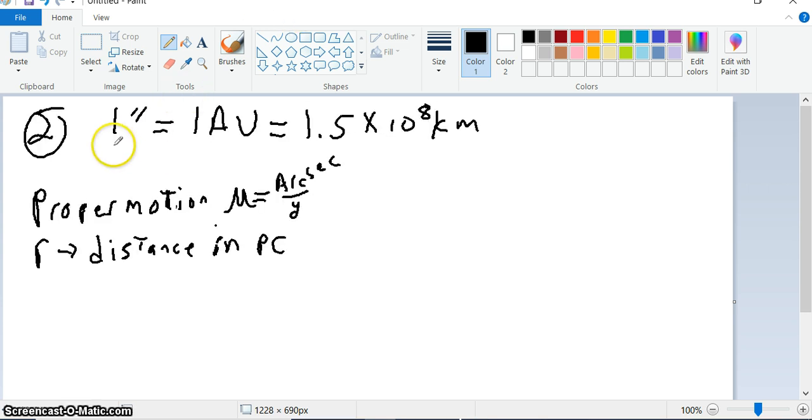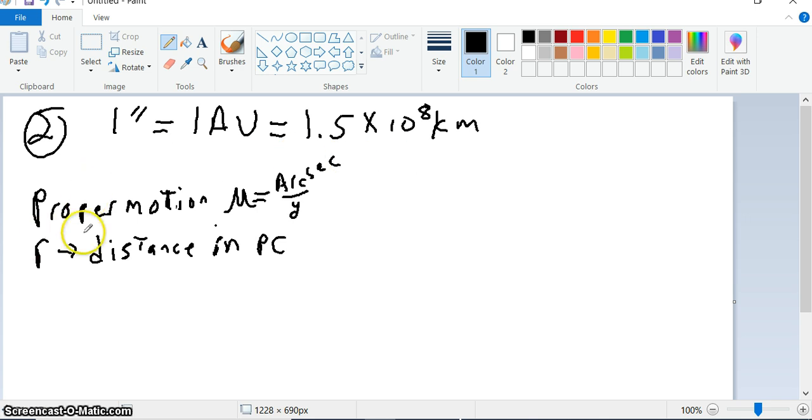For number 2, it turns out that 1 arc second, remember these 2 hash marks mean arc second, is the equivalent of 1 astronomical unit. So 1 arc second in the sky, you're talking about a distance of 1 astronomical unit. And just as a reminder, 1 astronomical unit is the average distance between the Earth and the Sun. In kilometers, that's 1.5 times 10 to the 8th kilometers, or 150 million kilometers.